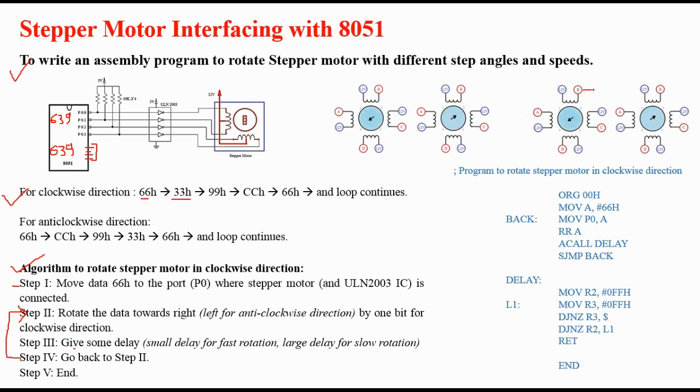Due to this, B and C will go low and A and D will go high. That's why the current will start flowing through those coils and both coils will get energized. That's why the shaft will come at this position, that is position number 2. After this we will give some delay so that the shaft will remain on that position for some time. Then again go back to step 2. Again rotate the data towards right by 1 bit. Now the content will become CC.